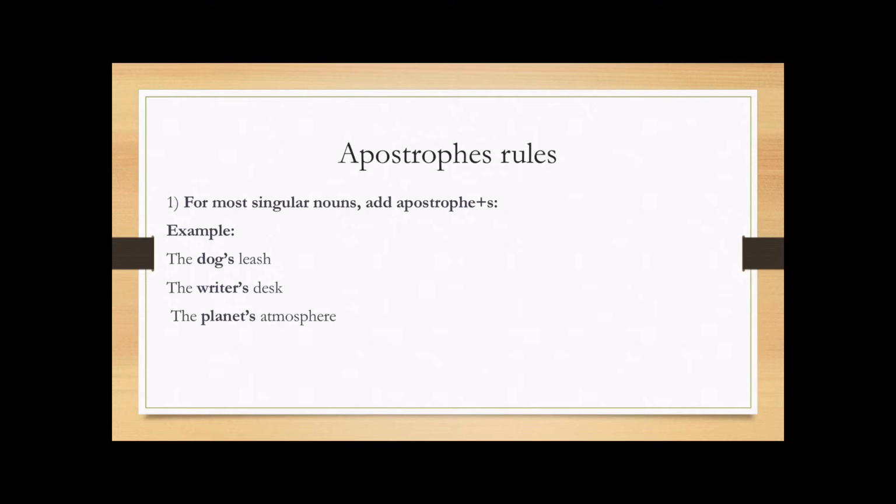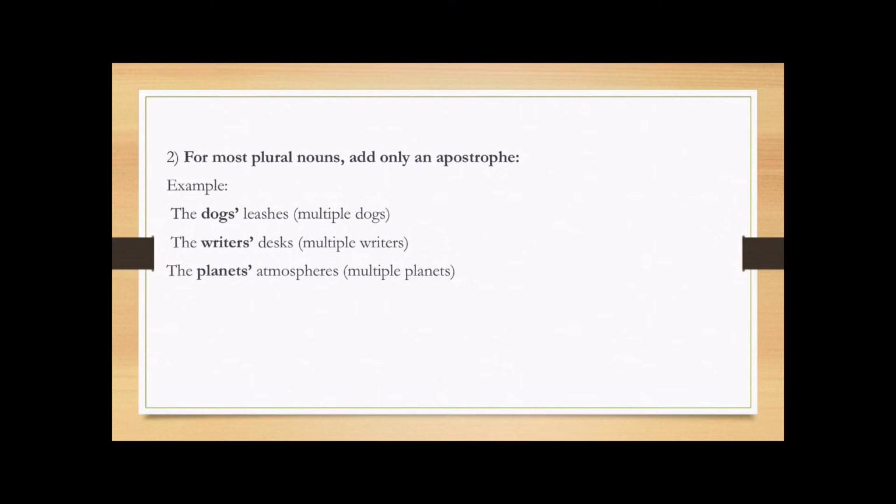We have a variation in this rule. When they are singular nouns, we just add apostrophe s. But let's see the other part. When we have a plural noun, we add only an apostrophe. If we are talking about the dogs' leashes, we are talking about multiple dogs. So in this case, we're going to use just the apostrophe after the last letter, in this case, after s.